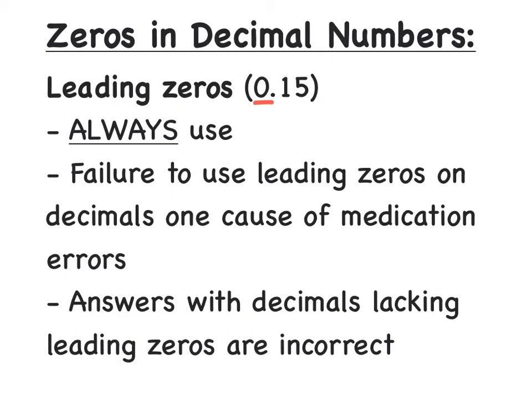The reason this is important is you could see if I rewrote this 0.15 without the leading zero, someone could easily misinterpret that as 15 instead of 0.15. So the failure to use leading zeros is one source of medication errors that can be very dangerous. For this reason, we are always going to be using leading zeros, and any answers containing decimals that lack the leading zeros would be marked incorrect.